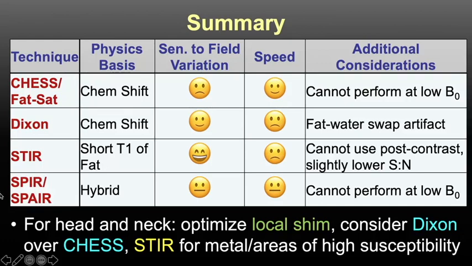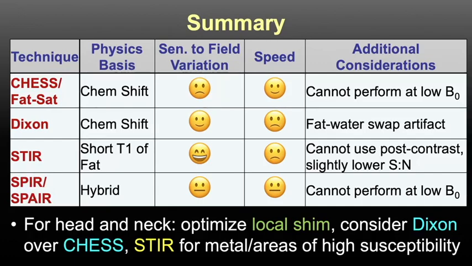And finally, for SPUR and SPARE, these are hybrid techniques that are of intermediate sensitivity to field variation and of intermediate speed, and you also can't perform them at lower magnetic fields because they do partly rely on that chemical shift phenomenon. Specifically for head and neck, we want to optimize local shimming.